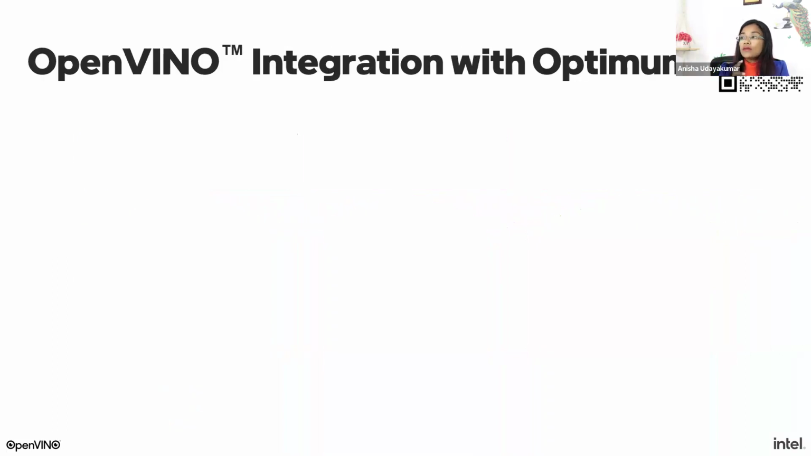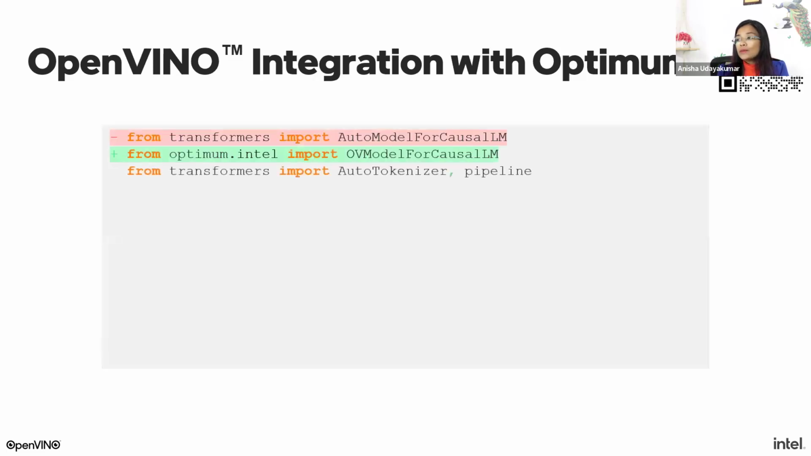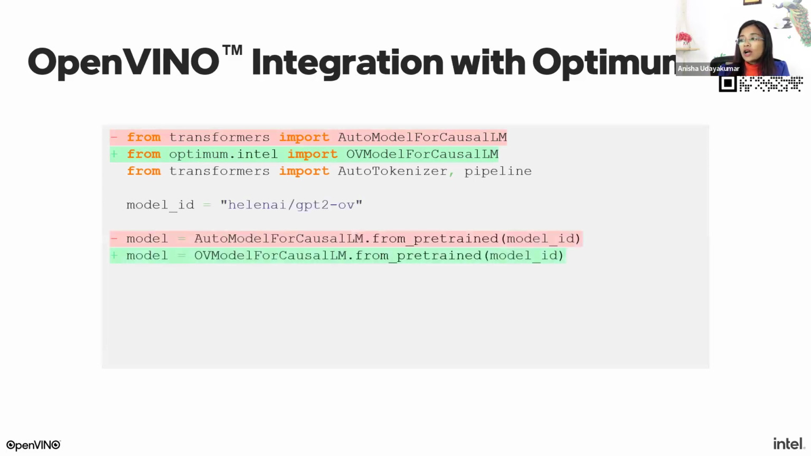And so many of you would be familiar with the Hugging Face ecosystem. So OpenVINO integration with Optimum is a huge step. We have OpenVINO integrated into Hugging Face through Optimum Intel. And the code snippet looks like this. So if you're using any of the Hugging Face transformer models, you can leverage Optimum Intel and skip most of the steps that I mentioned earlier.